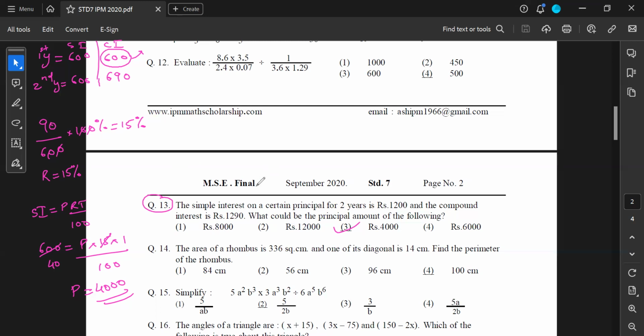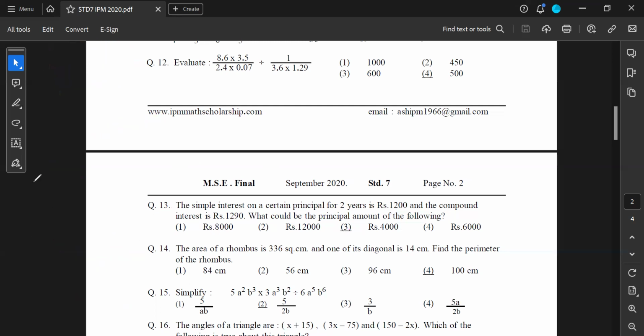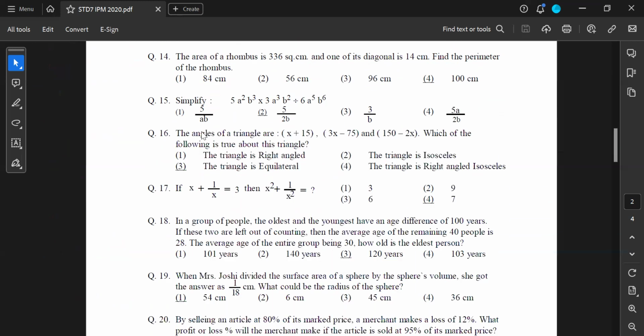Okay. Let's proceed further. 14th question. Area of a rhombus is given as 336. One of its diagonals is 14. Find the perimeter of the rhombus.